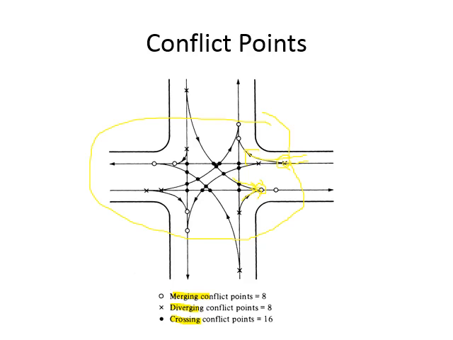A merging conflict point is this one. Why? Because two drivers are coming from different directions and they are merging at this point. Then we have diverging. That means two drivers are coming from the same direction, but they are going in different movements. So this one is a diverging conflict point. You have two drivers coming from here, and some of them will take a right turn and some of them will go straight.